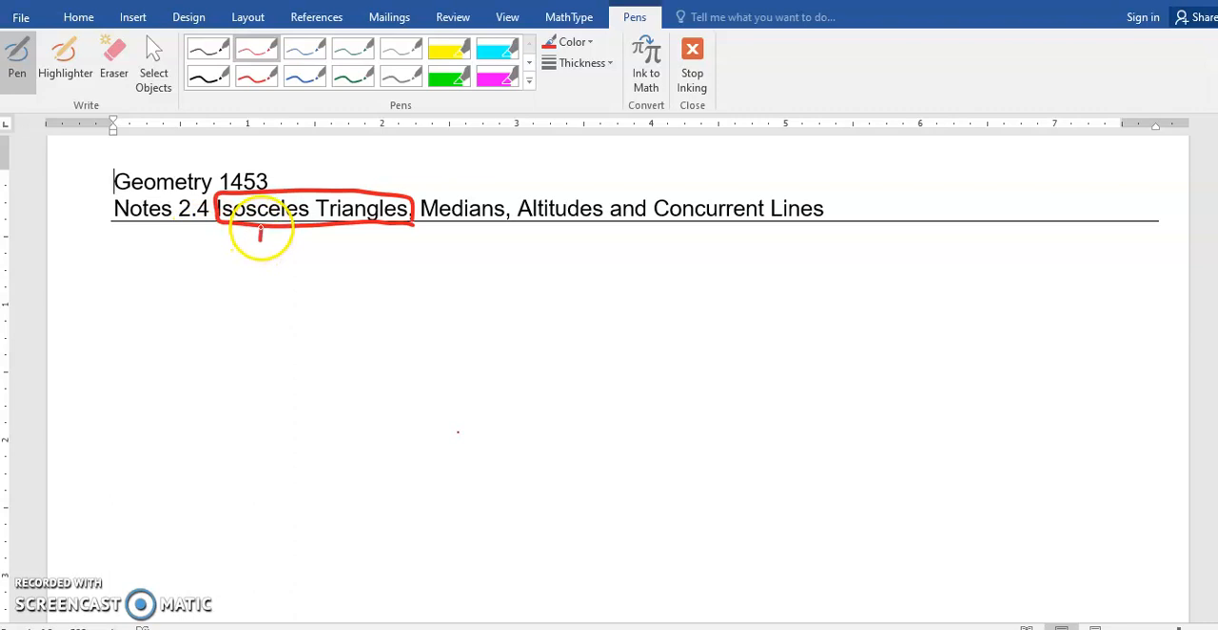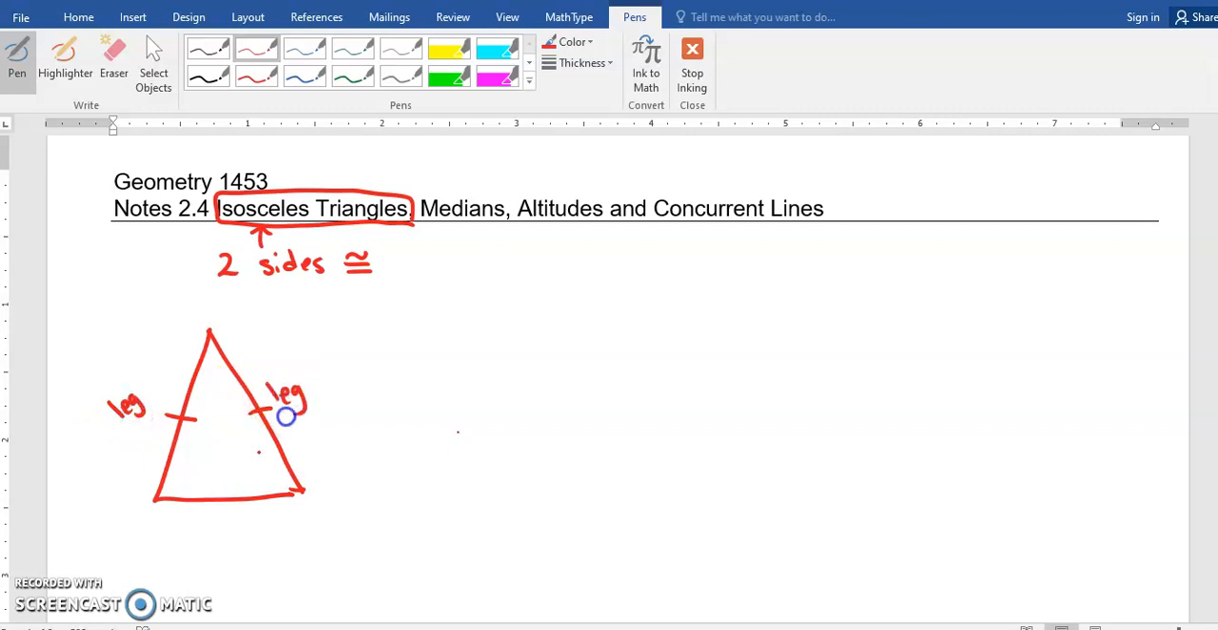So remember, an isosceles triangle means that it's got two sides congruent. Remember we talked about isosceles triangles. The two that are the same size are called the legs, and the one that's not the same is called the base. This angle and this angle are called the base angles, and the angle in between the two legs is called the vertex angle.